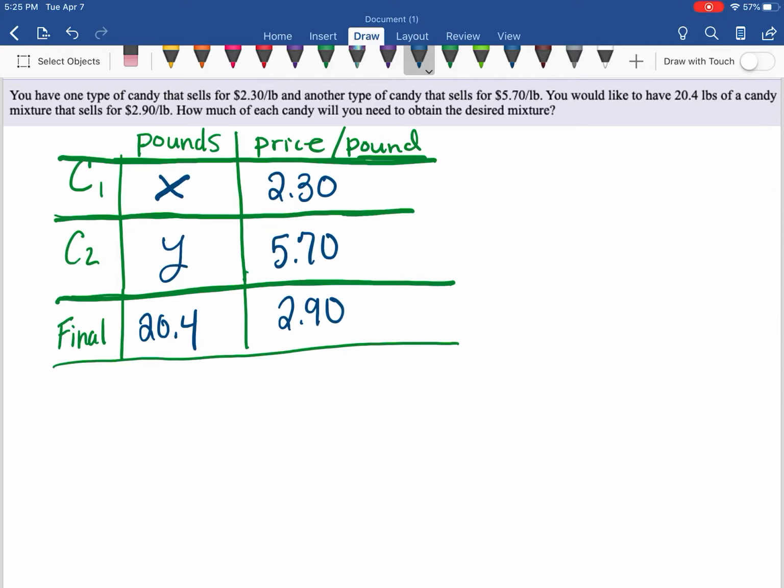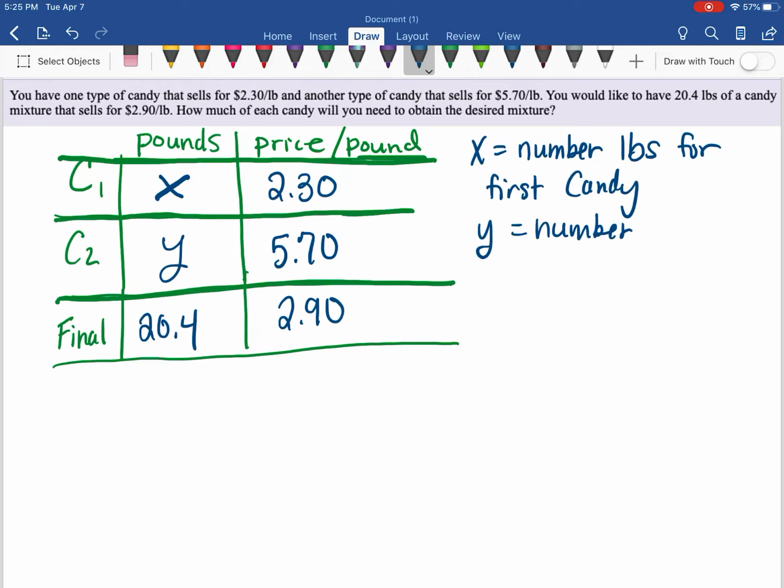The question is asking, how much of each candy do you need to obtain for the desired mixture? So we don't know what this information is here. I'm going to call it X and Y. That's what the question is asking us to find. How much of each type of candy do we need? So X is going to be the number of pounds for the first candy. Y is going to be the number of pounds for the second candy.